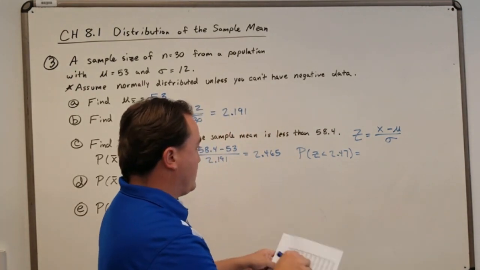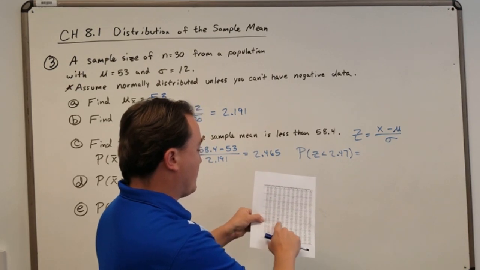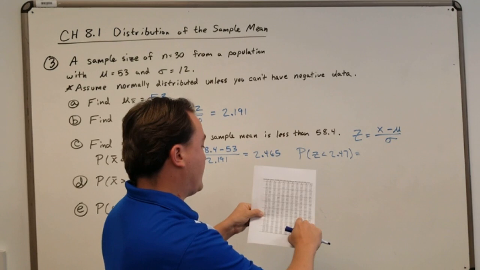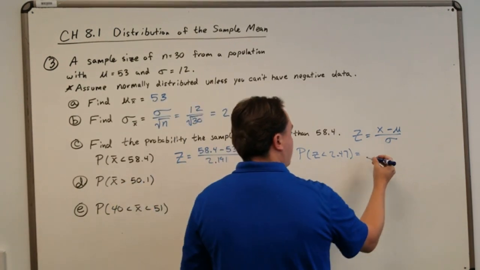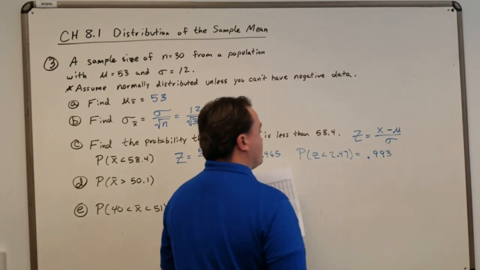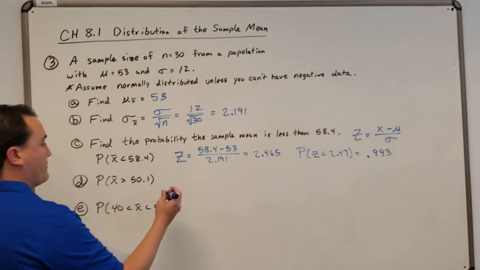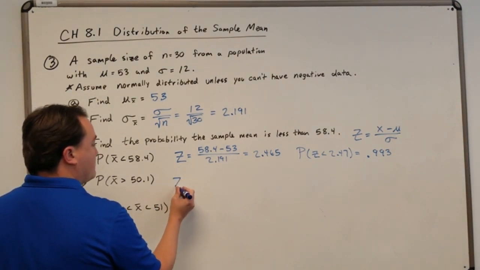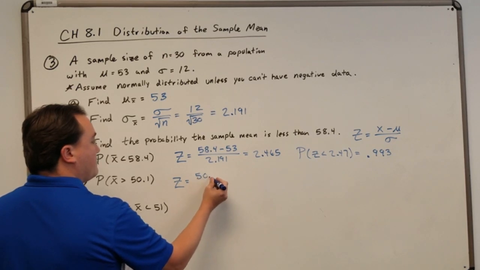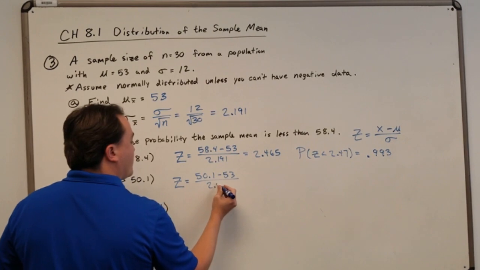So we go to positive 2.4 and then over to 0.7. So that's right here, it's 0.993. We have to do the same here. So we find the z-score, 50.1 minus 53 divided by 2.191.